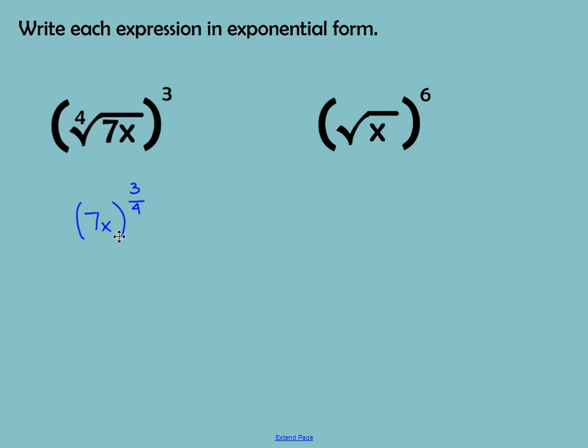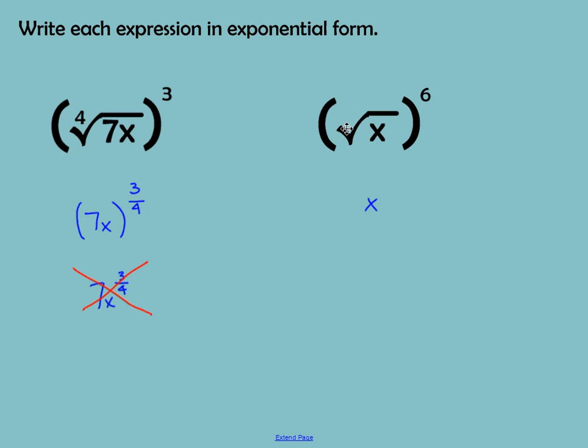The reason why you have to write this in parentheses, there is a difference between this and this. This right here says the x is to the 3/4 power, but nothing is happening to the 7. This, because it's in parentheses, says that both the 7 and the x are going to the 3/4 power. So this is the correct answer. This is incorrect.